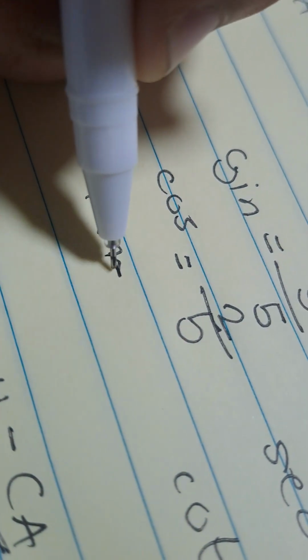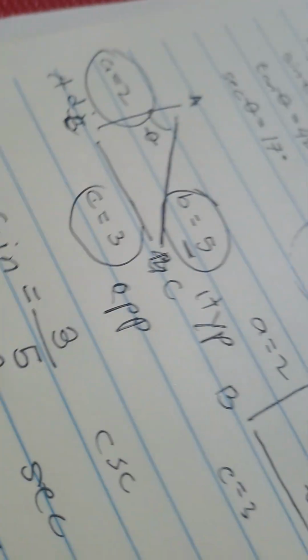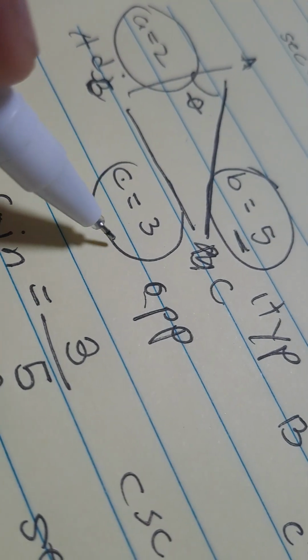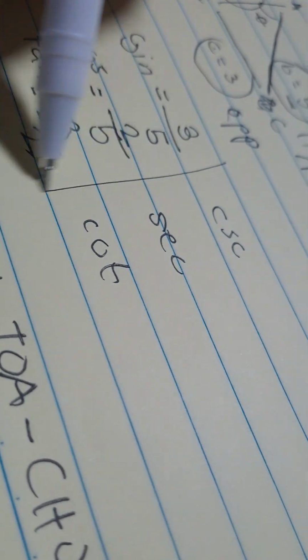Lastly is TOA. TOA is opposite and adjacent. If this is our opposite, you write it on top. TOA. Opposite over adjacent. 3 over 2. Like that. Now the easy thing about this is if you have this side, you can just flip and copy.